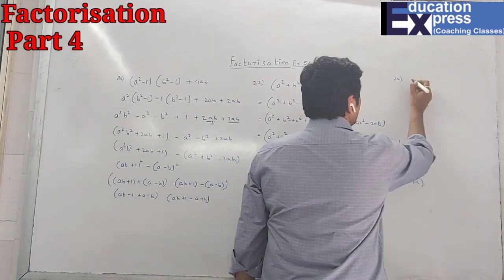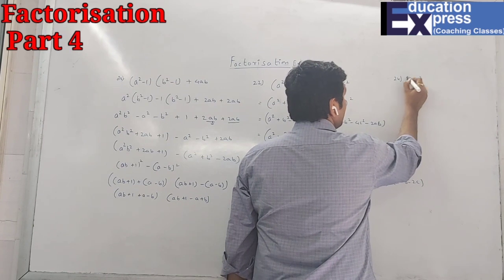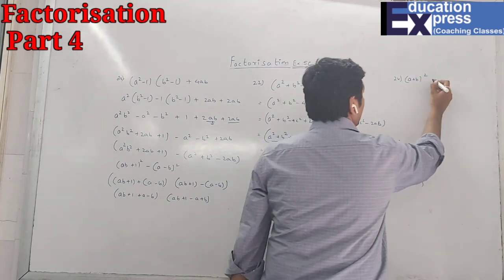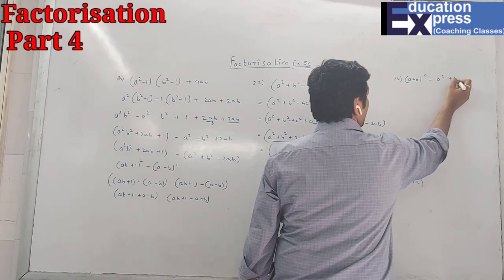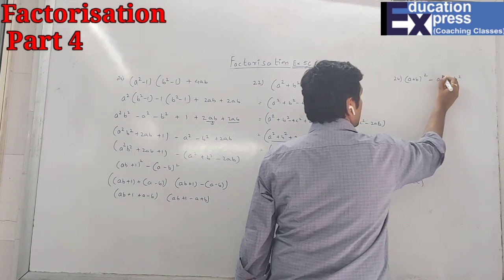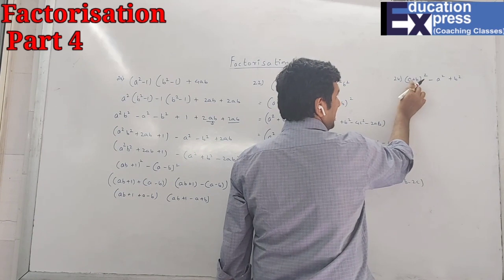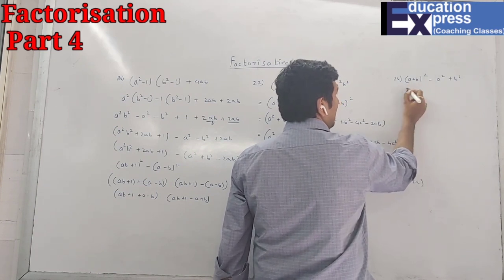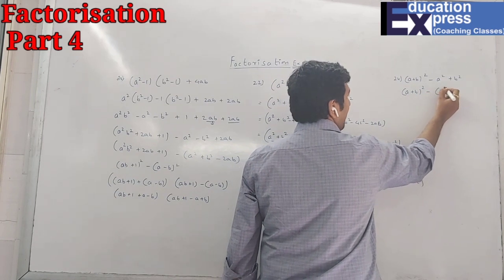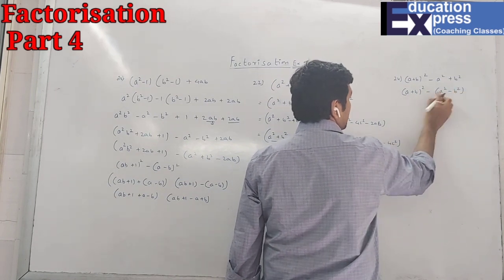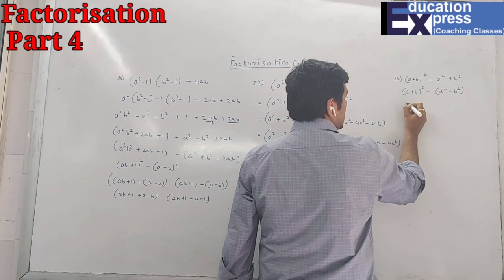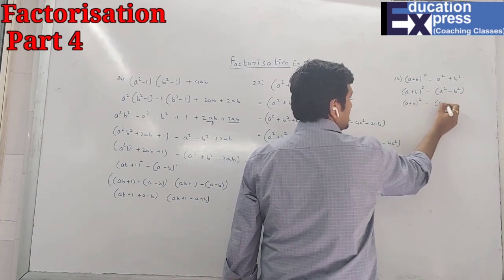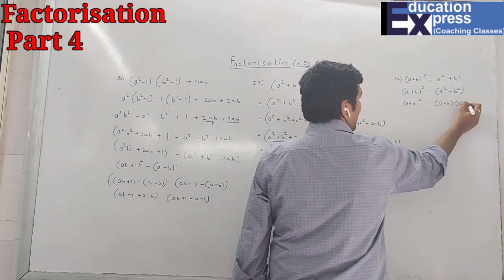(a plus b) the whole square minus a square. You can see one thing: it is already factorized. A is positive, here a is negative. I've told you that you can easily change the sign by taking negative common. So a square minus b square. Take negative common, the sign inside will change. So this will remain as it is, and this will become (a plus b)(a minus b).